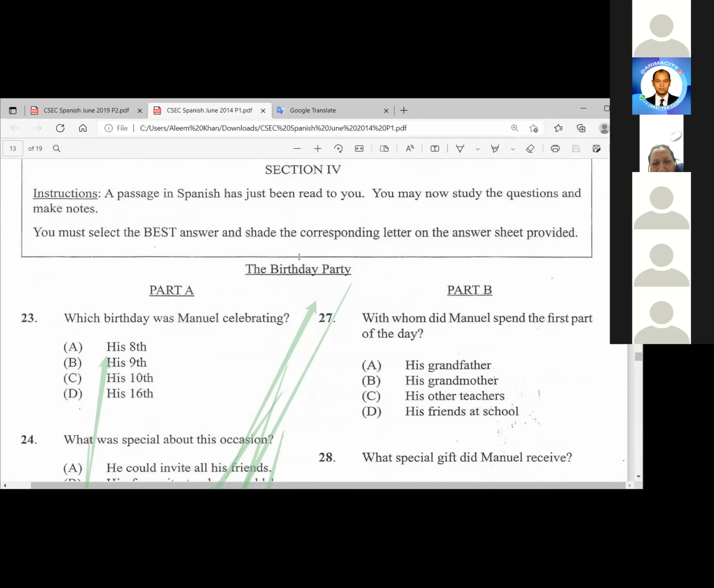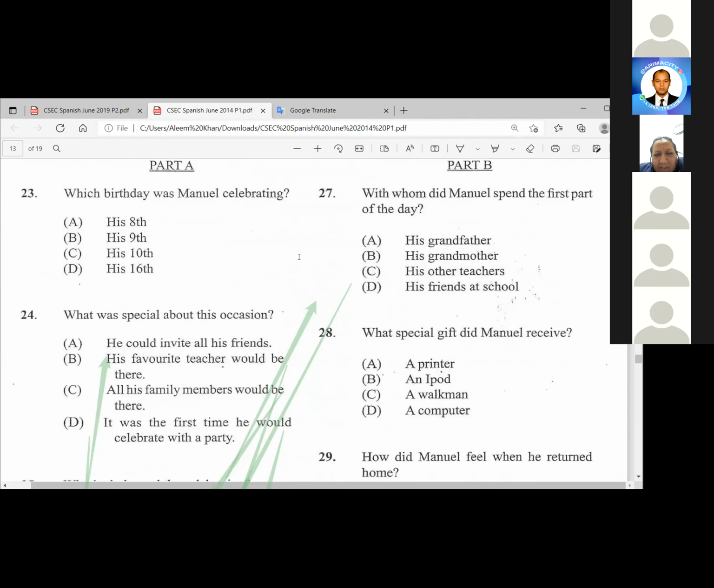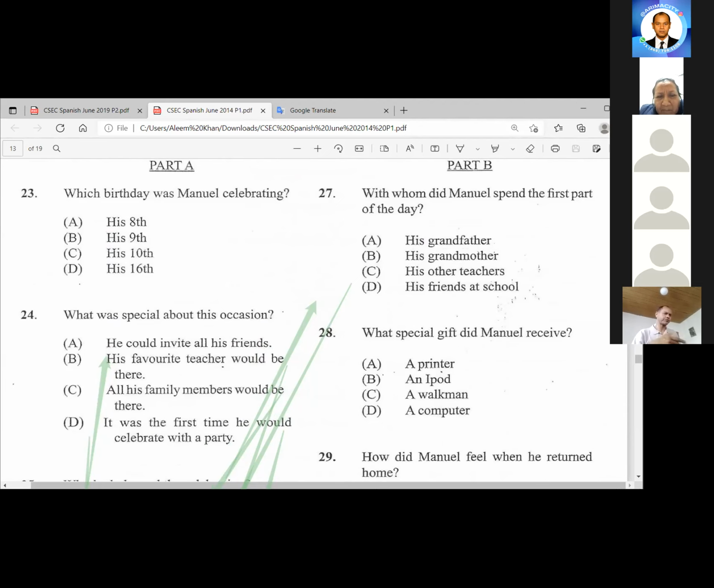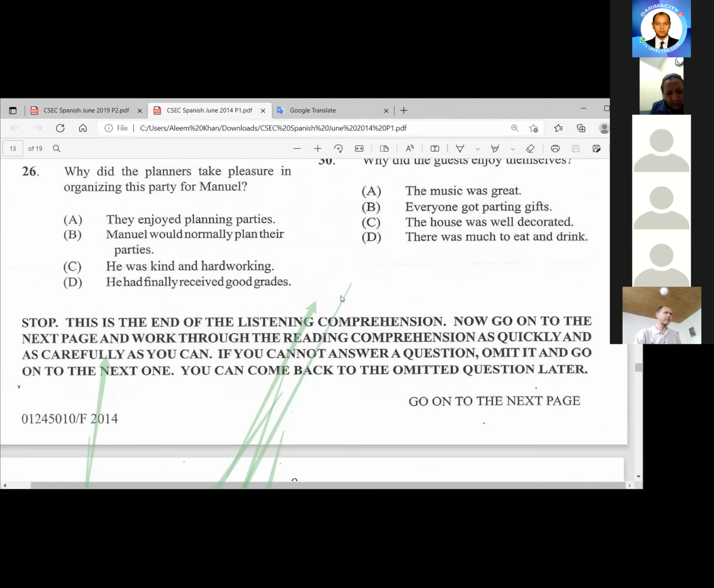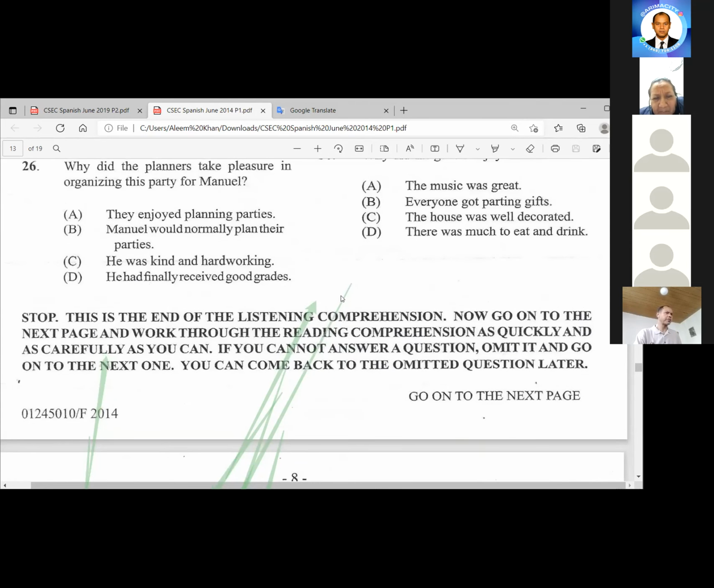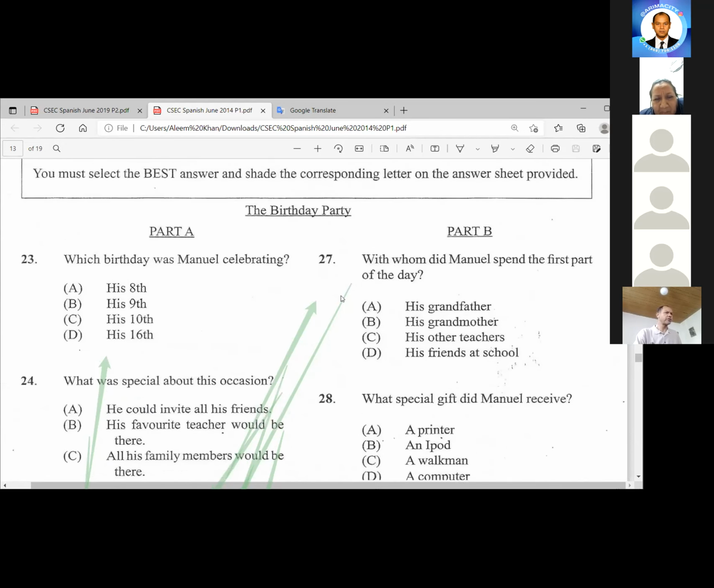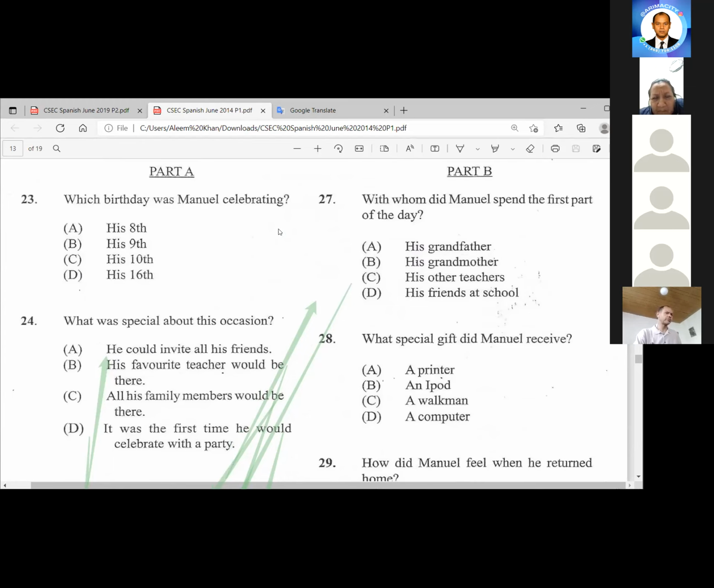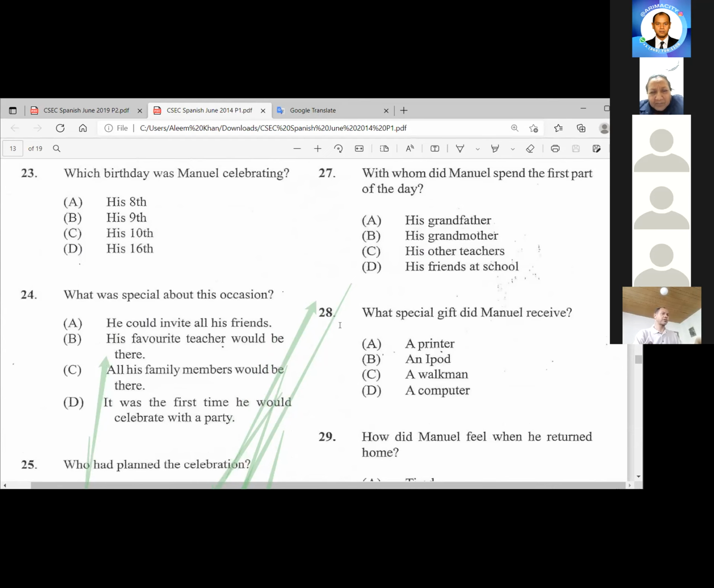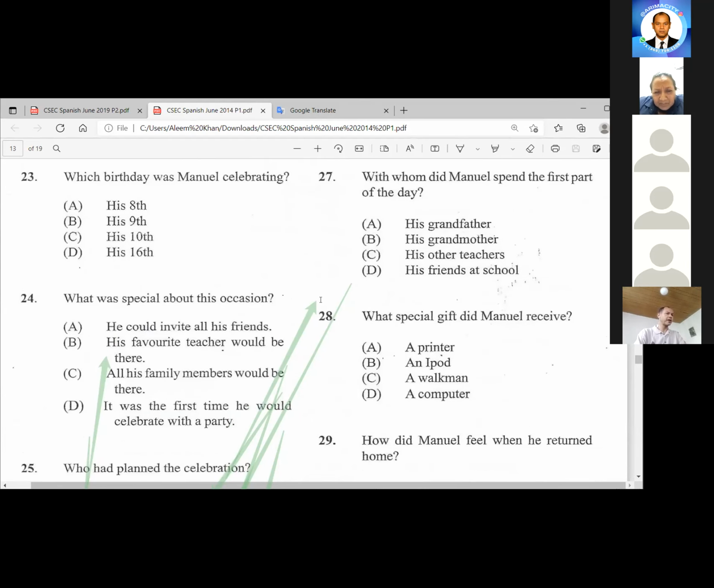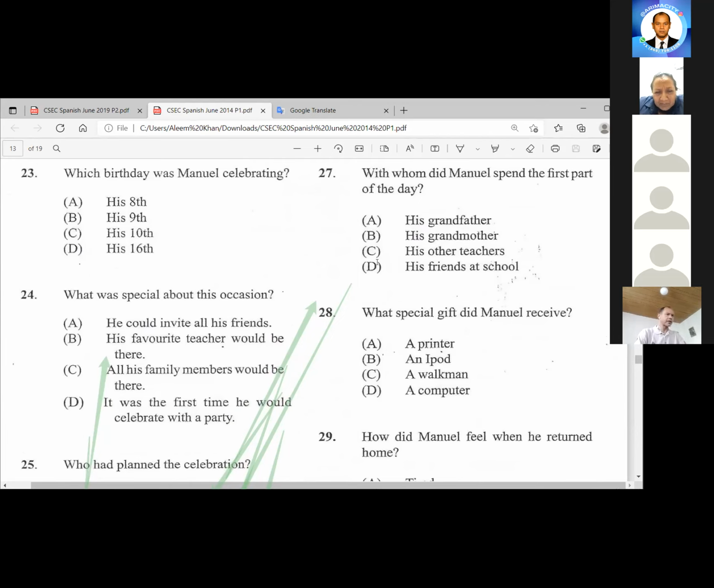Okay, so in this case, it would have to be a passage that would be read to you, all right? And we don't have that passage right now, but what we will do is we will use the questions to teach some Spanish and English, okay, on both sides. All right, so let's go with 23, and we were at Yarima. Which birthday was Manuel celebrating?